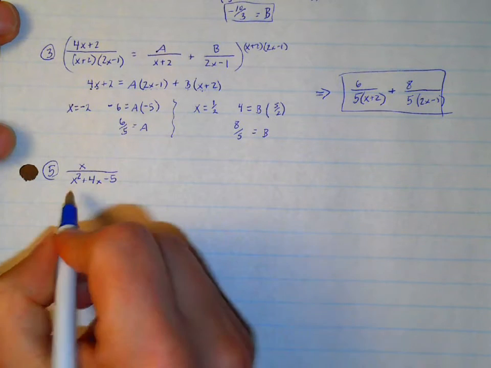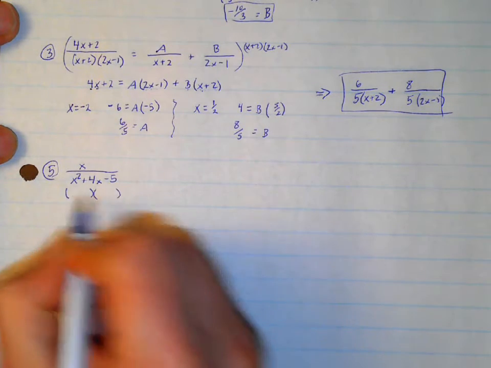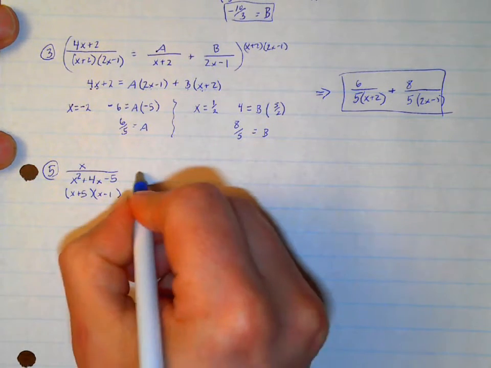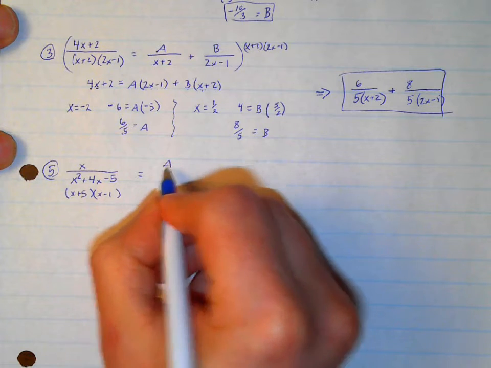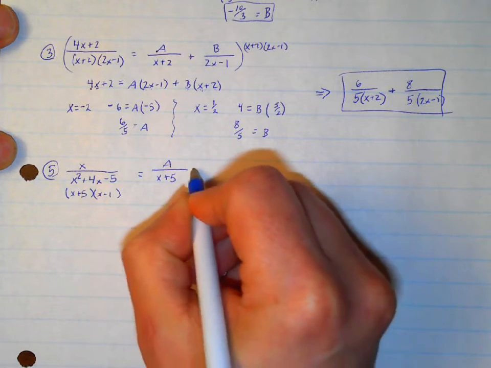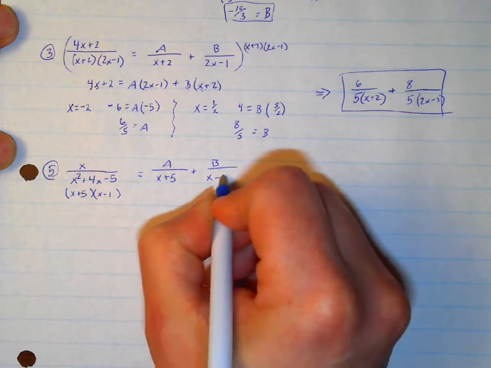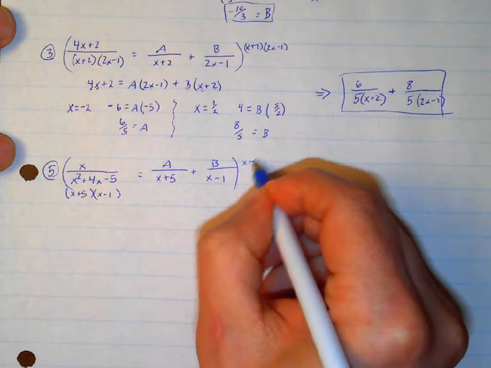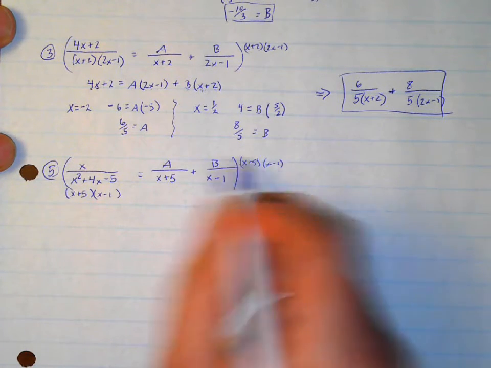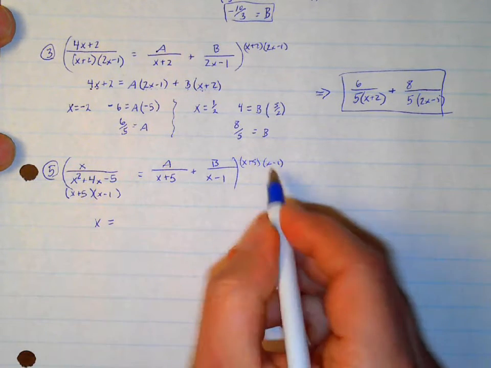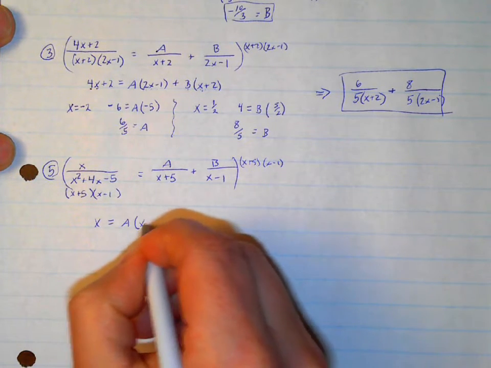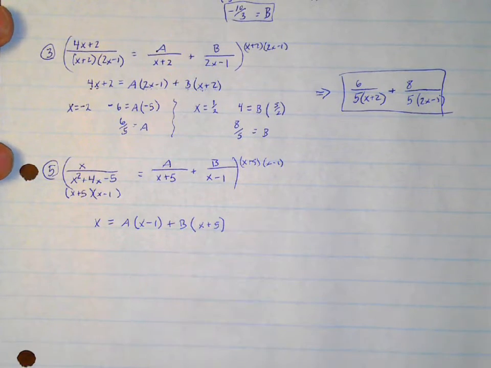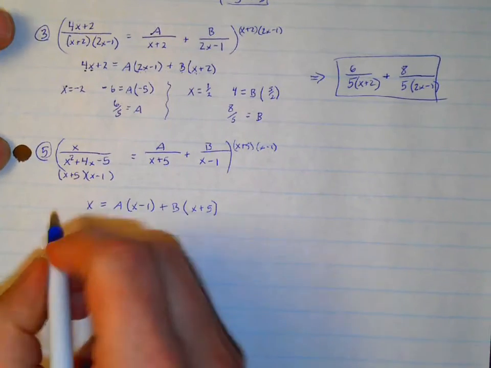Okay, number 5, we first have to factor the denominator here. So it's going to be x plus 5 and x minus 1. I know this is going to reduce to be some number over x plus 5 plus some number over x minus 1. Okay, multiply the whole thing by x plus 5 and x minus 1. They all cancel, so I have x, a times x minus 1, plus b times x plus 5.